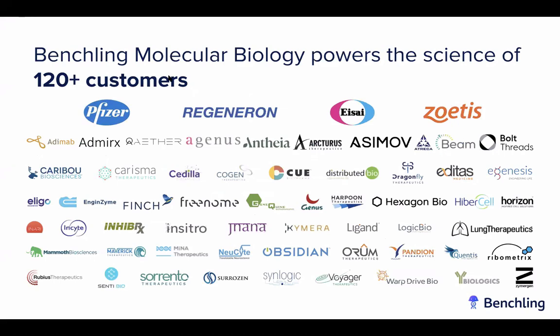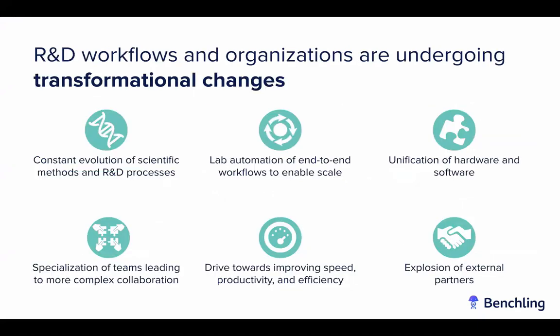So over 120 of our customers actually use Benchling to support their molecular biology workflows. And what we've learned from these customers is how research and development has been changing over the past decade. There is a major shift in the industry where, on the one hand, you have constant evolution of scientific processes, so new techniques like CRISPR, new cloning techniques, that the software and tools that you use really need to keep up with. At the same time, there is a push to automate rote mechanical parts of scientific experimentation so that science can operate at scale.